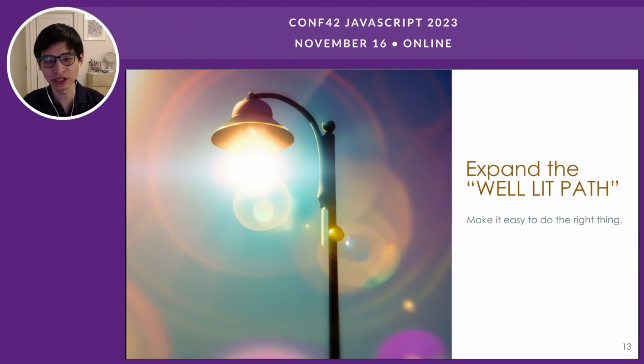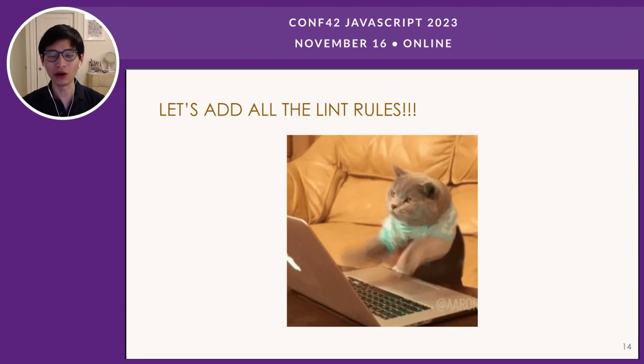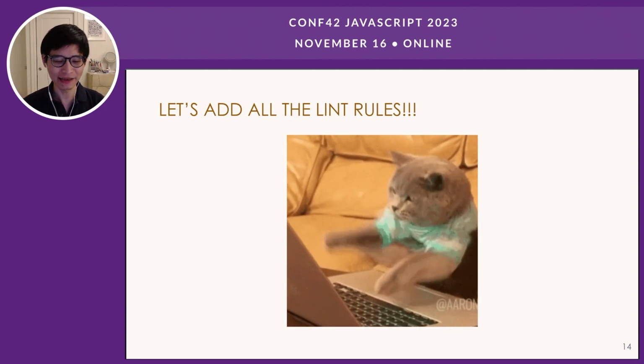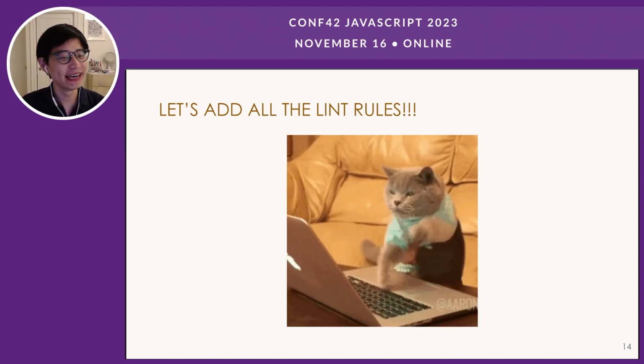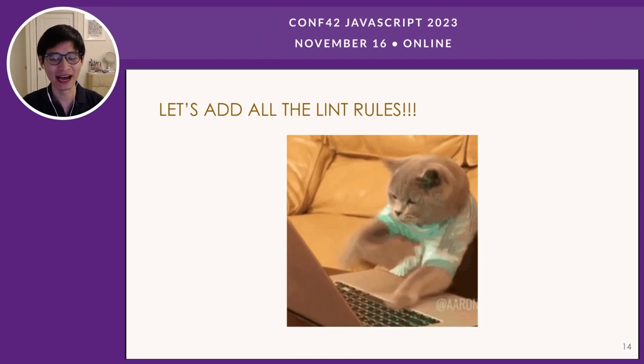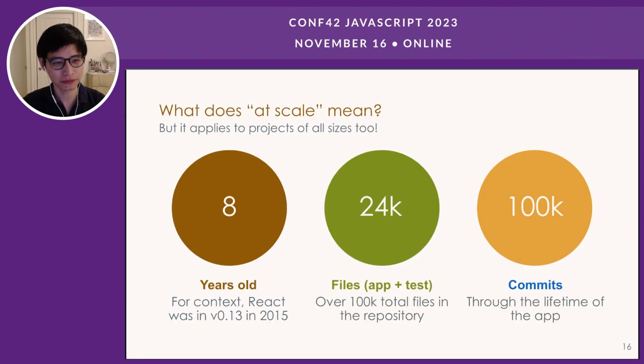So really what we're trying to do is expand the well-lit path, so you don't need that constant attention on every single person. Just make it easy to do the right thing, and make sure that the right thing is followed. So what's the problem, right? Let's add all the lint rules. Keep adding all the rules, and everyone will have perfect code and achieve total nirvana, and we can all go home, right? Unfortunately, with code quality at scale, we face a lot of different problems with this approach.